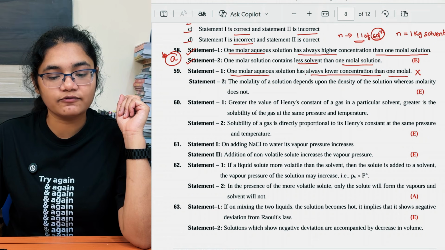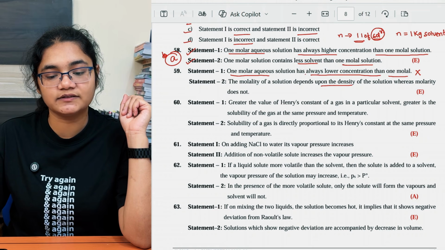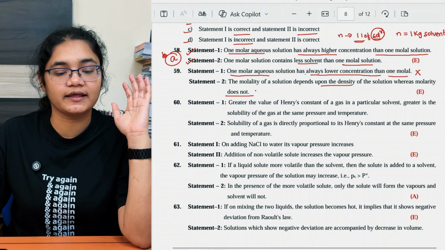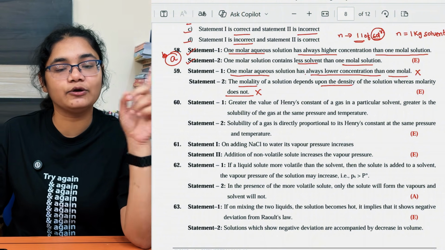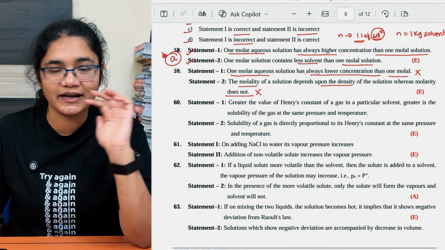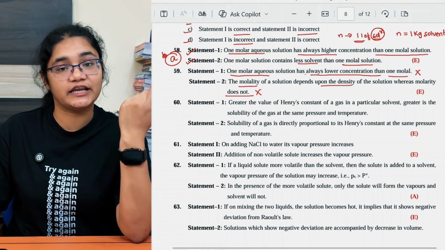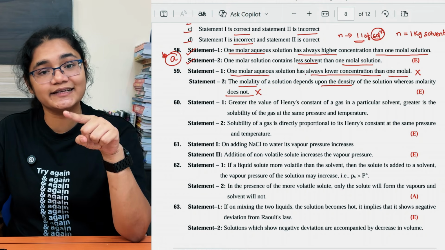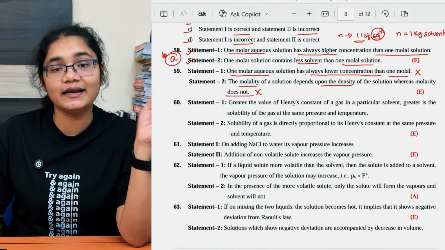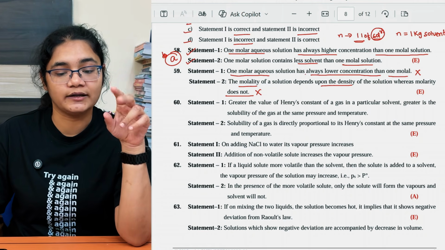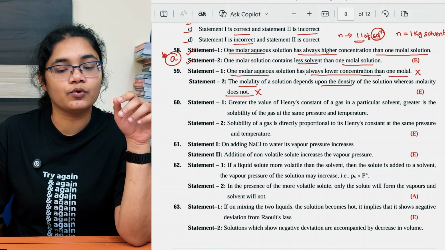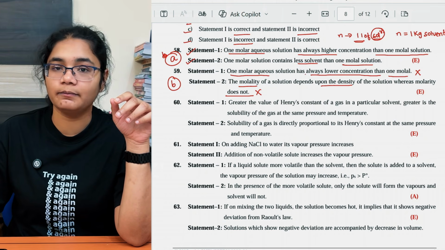The molality of a solution depends on the density of the solution, whereas molarity does not. Again, this statement is wrong. See, molality depends only on the mass of the solvent. Okay, it doesn't have to do anything with the density. But molarity depends on volume. When you change the temperature, volume changes, density changes. So that is why molarity depends on density, but not molality. So both the statements are incorrect. So here the correct answer will be option number B.